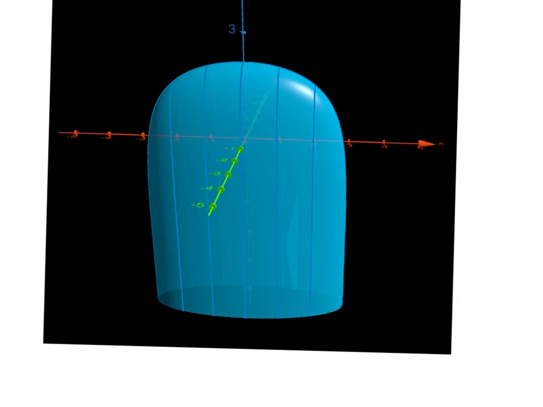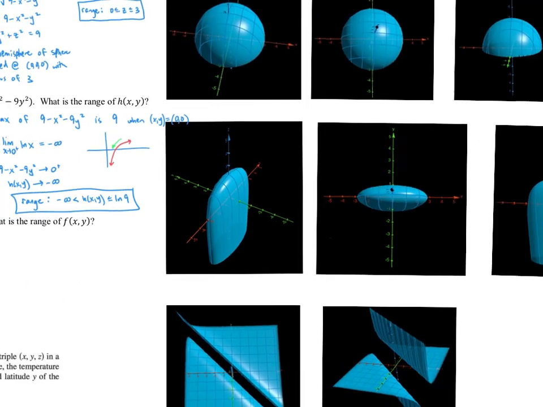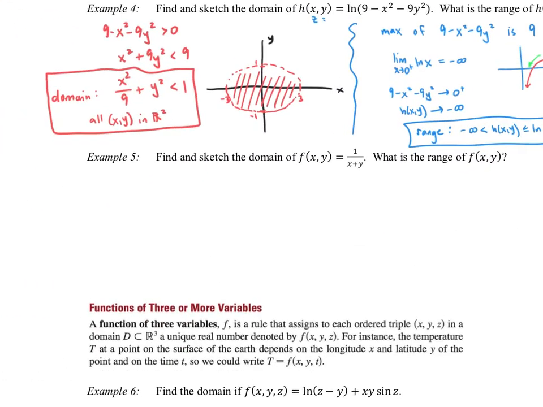And again, this just stops at -5, I think, on the z-axis, but it just keeps on going down forever. All right, let's continue. A couple more examples here. So we have example 5.